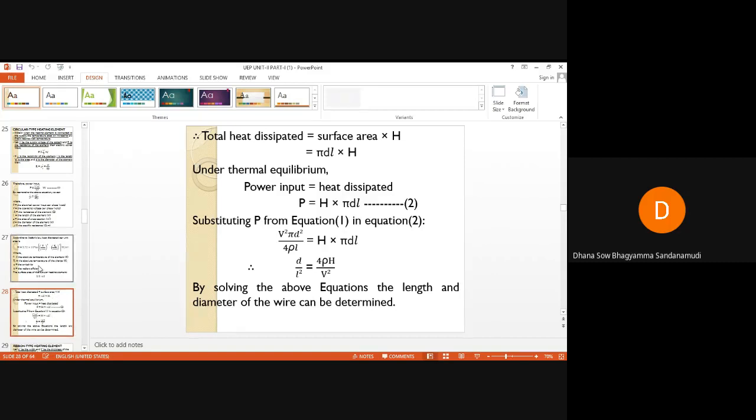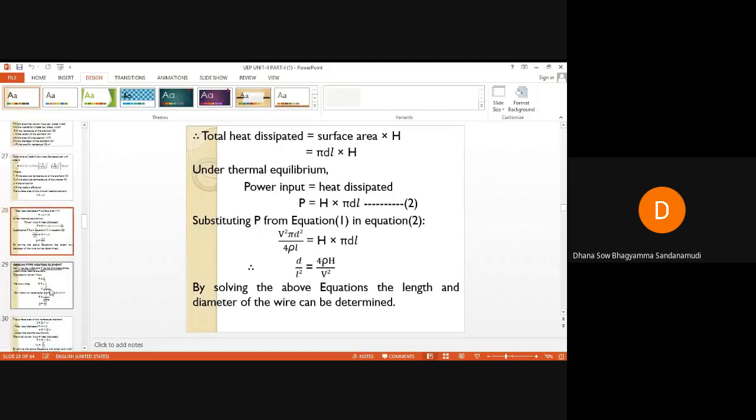We have very little time left because I started my class very late. My class was late today because of a connectivity issue. I want to complete the ribbon type heating element also.